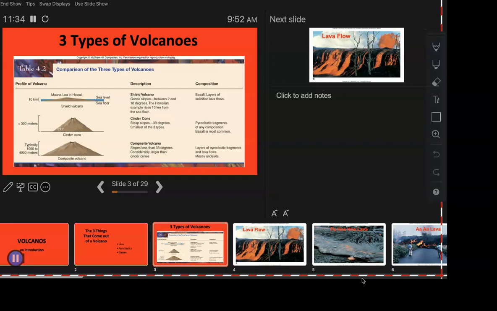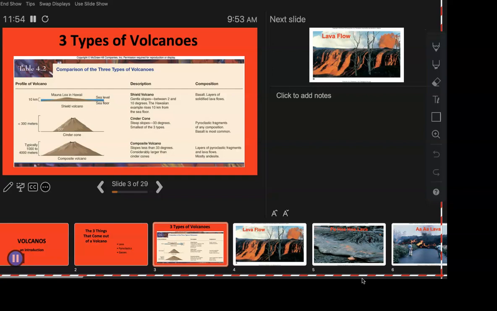So shield cones, I already rattled off a couple. You may not have got it at the moment. Think Hawaiian Islands, right off the bat. Nice big volcanic island. And again, there's many more throughout the world. Depending on your background, you may be more or less familiar with some of them.